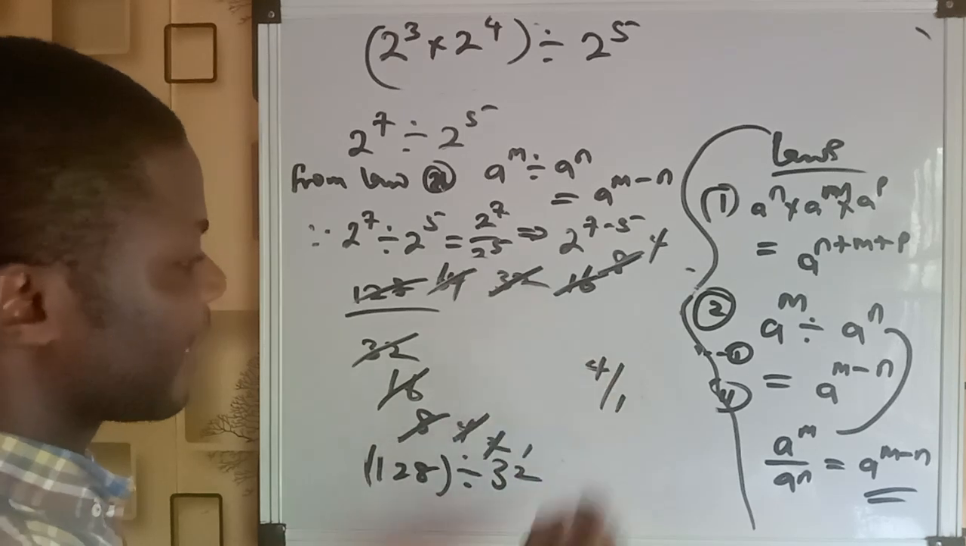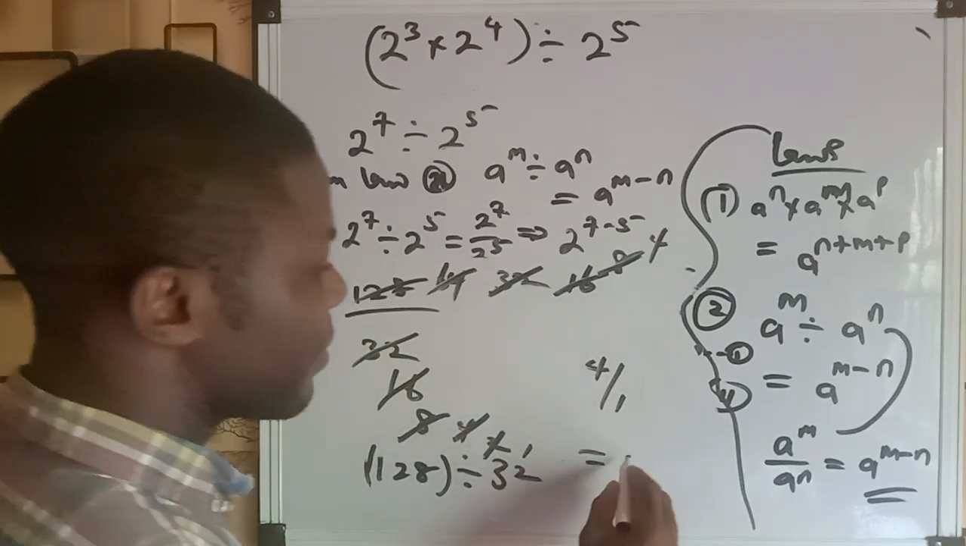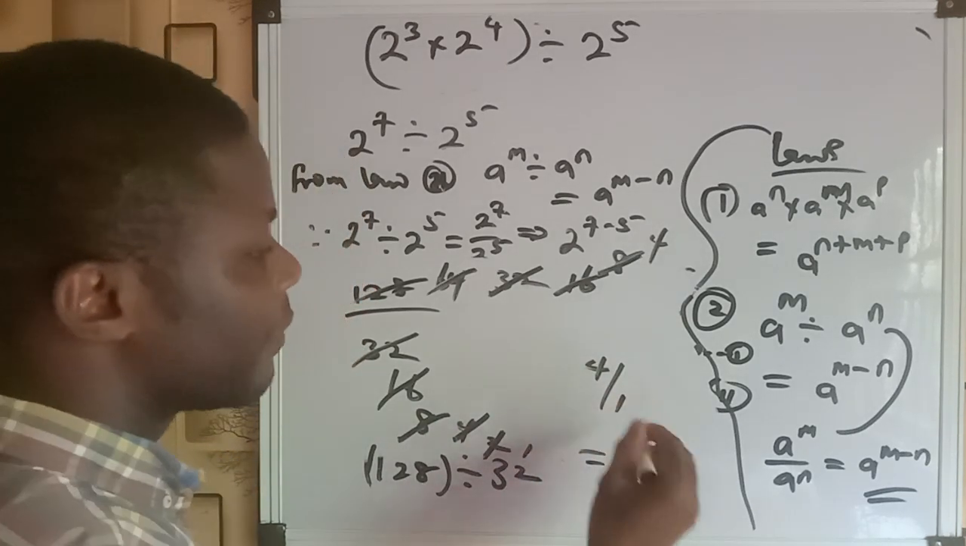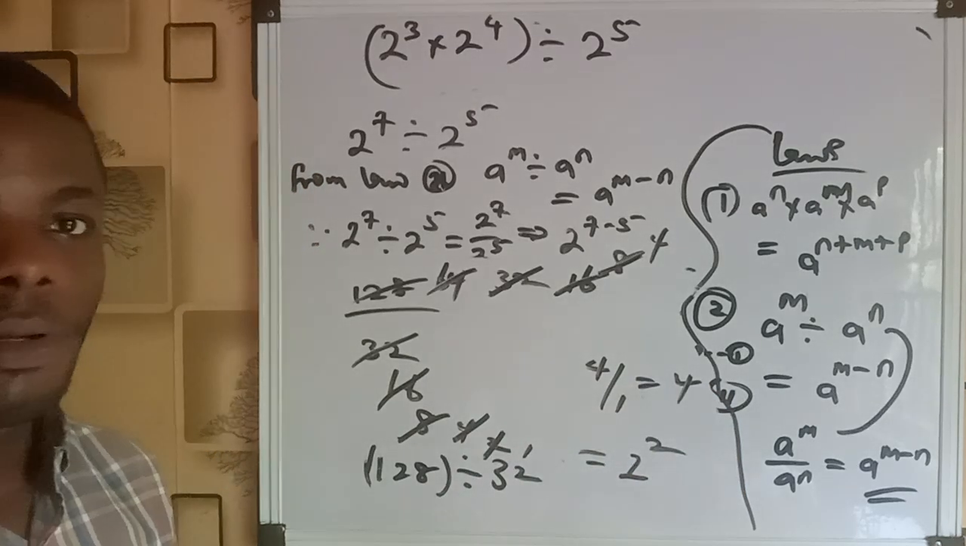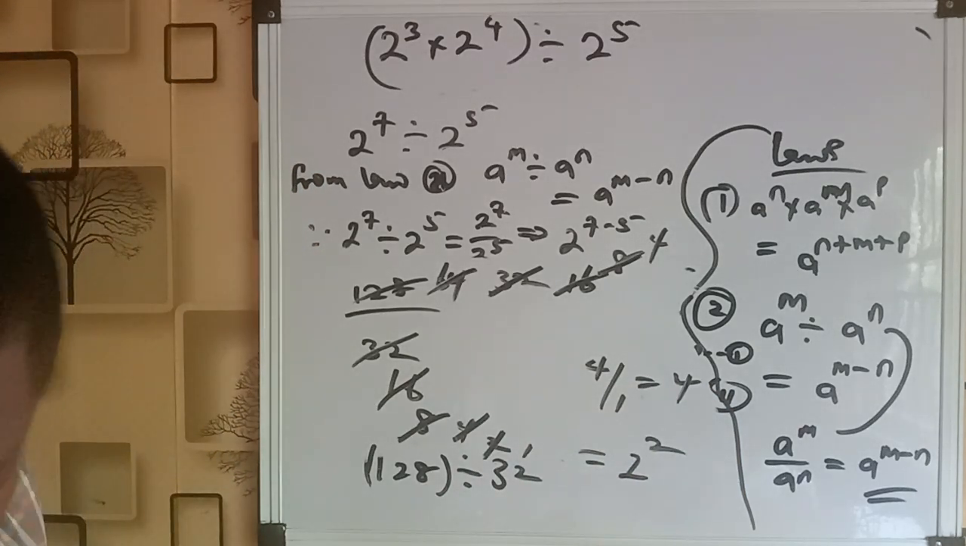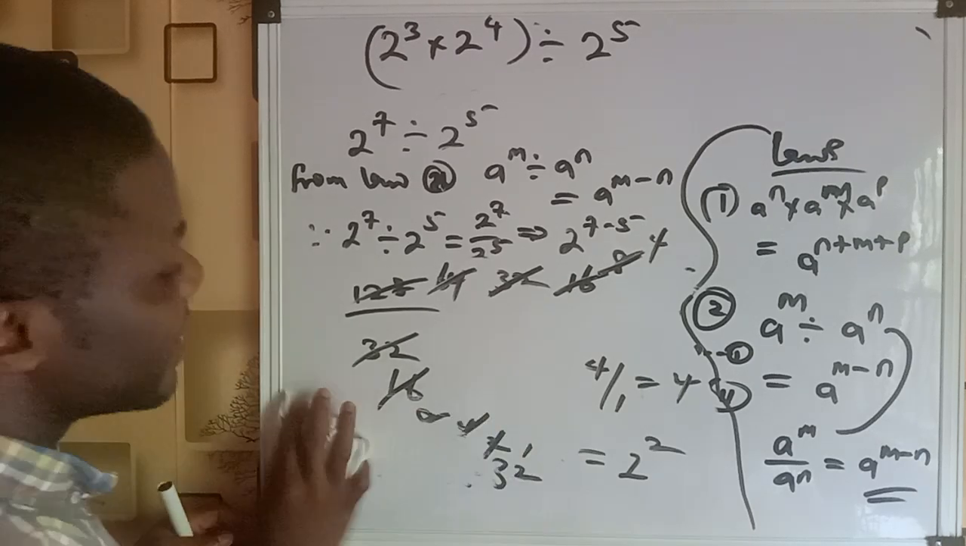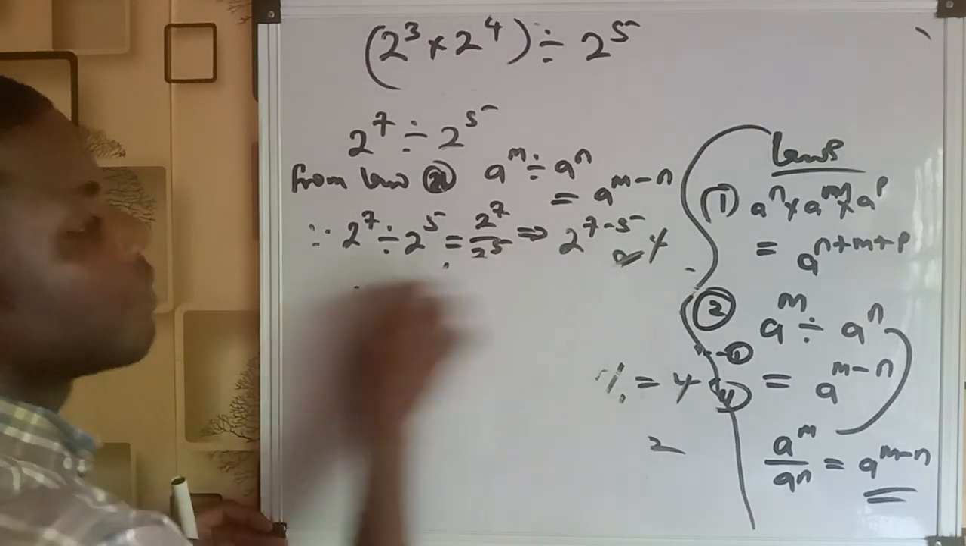So you have 4 over 1. And 4 over 1 is the same thing with 2 power 2. 4 over 1 equals 4, and 2 power 2 equals 4. Okay, that is 2 times 2, 4. All right? So this is really, really simple.